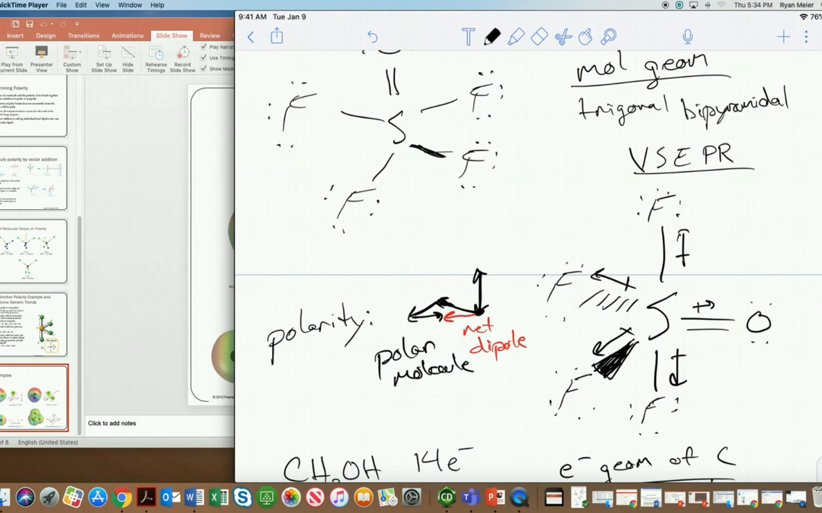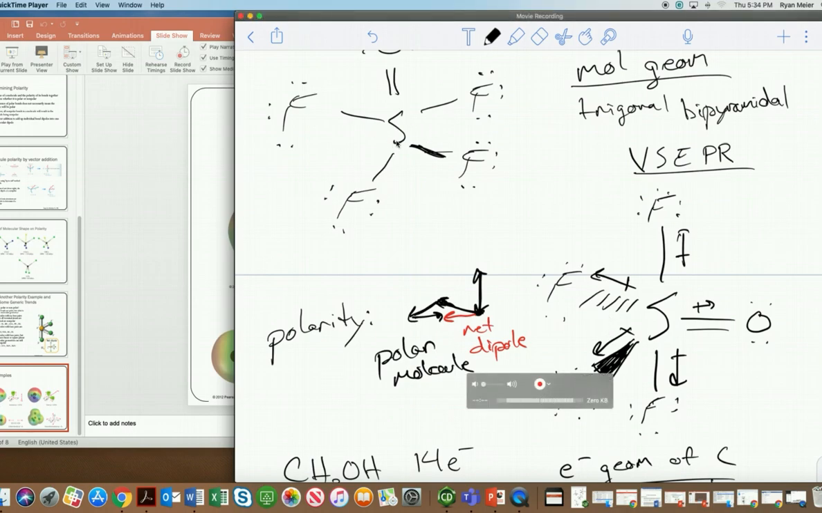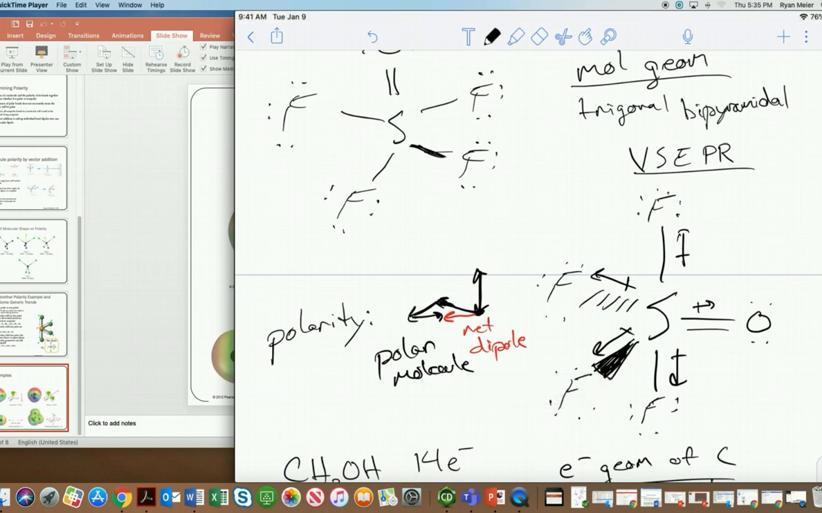Now, from a more pattern-based standpoint, it's almost faster to recognize that this should be polar. I have a central atom that has no lone pairs, but my outer atoms are not all the same. And pretty much as soon as that happens, if your outer atoms are not all the same, probably the only time this might be able to get away with still being nonpolar is if it's square planar.